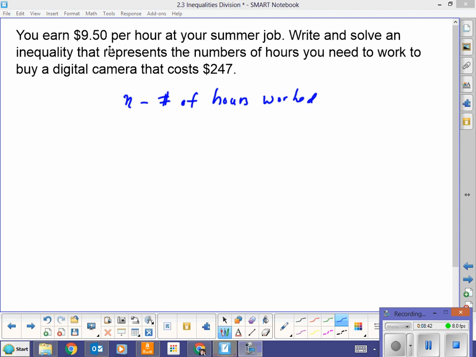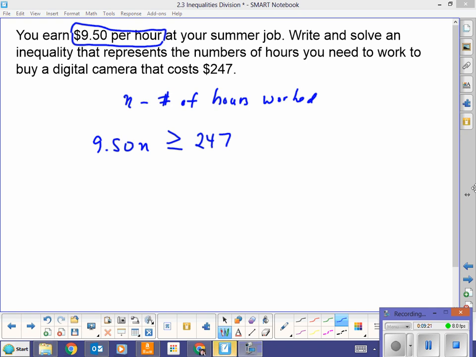Okay, so the $9.50 per hour, this is our rate. So which means I want to multiply my rate times my number of hours. That will get me the total number of dollars. And so this represents total dollars. If the camera costs $247, do I need less than this or do I need more than this? Well, I need at least this amount, which means greater than that or equal to that amount. Okay? Because $247 will buy me the camera, so equal is good here.